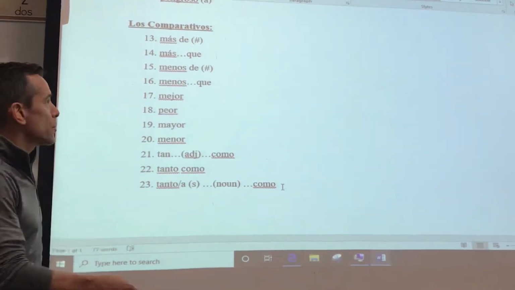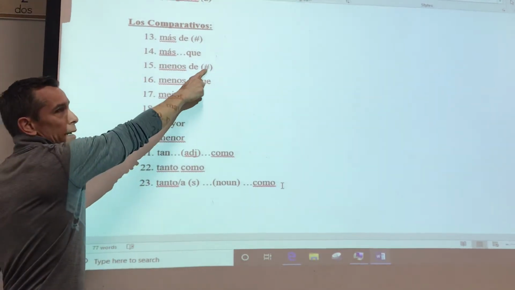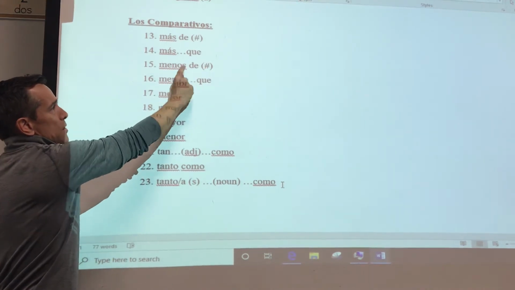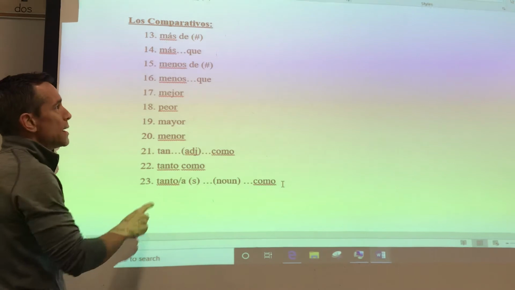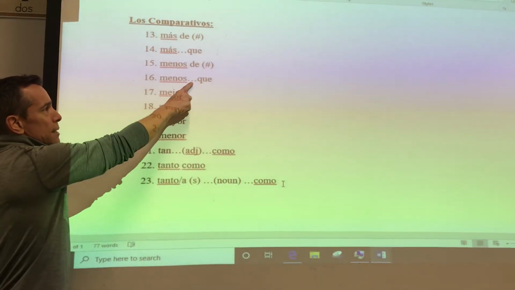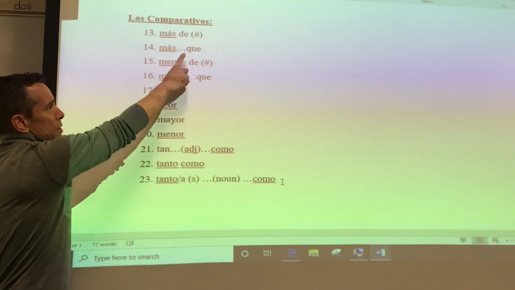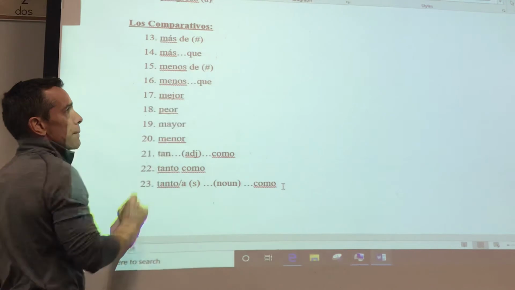The opposite of more, fewer, menos. So if we say fewer than 10, then this is a number again, not a hashtag, so that's a number. So we say menos de and then plug in any number like 10, fewer than 10. But if I say fewer books than, menos libros que, you're going to put the noun here. So wherever these two dots are is where a noun goes, and these two are where a number goes.